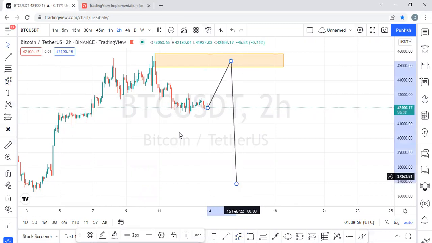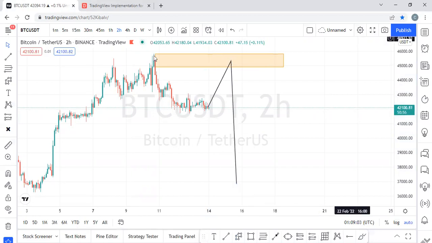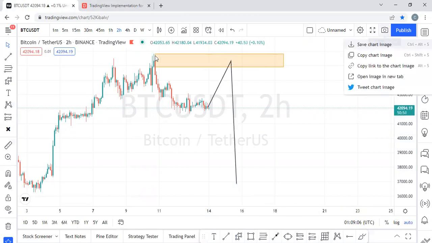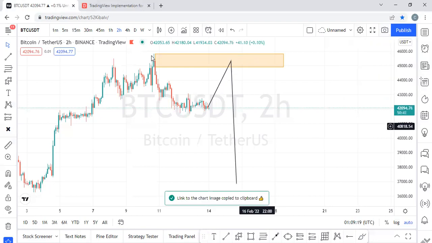So that is it about Bitcoin. That is it on Bitcoin. So I think that will be the end of our Forex analysis. Let me see if I can enter.